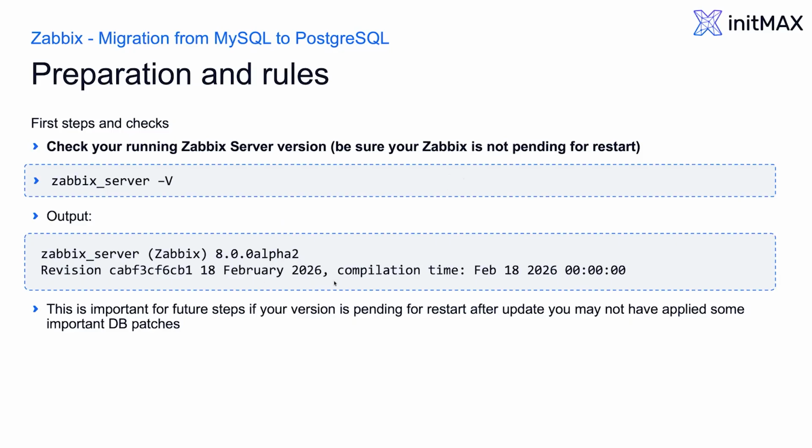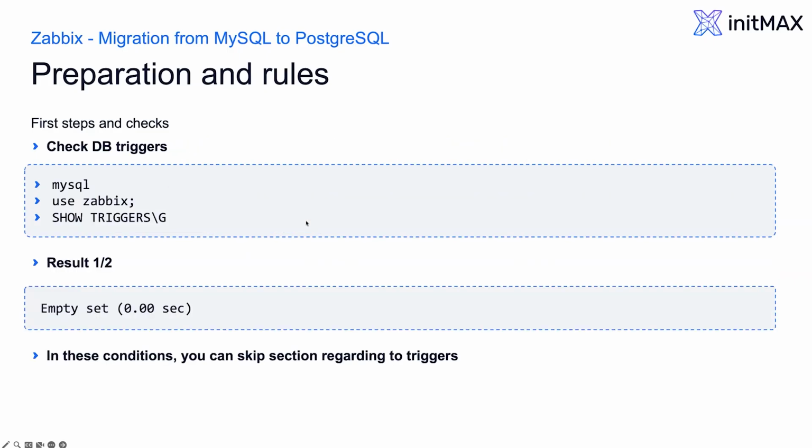This is important for future steps. If your version is pending for restart after update, you may not have applied some important DB patches. Again, usually not the case in the minor version upgrades. Not like it never happened in the past, but the guidelines of Zabbix say that all of the database changes are done only in the major versions, so 7.0, 7.2, 7.4, 8.0, and not in the minor version upgrades.